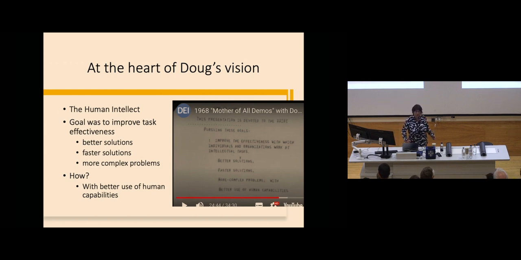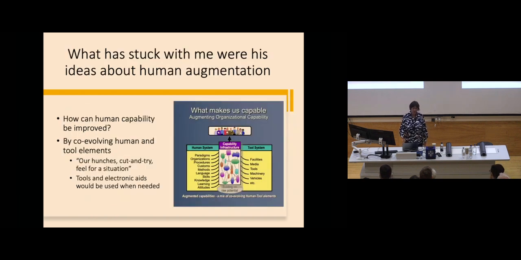But what he was wanting to very much do was to think about how we could improve individual and organizational work, in particular the effectiveness of how tasks were performed, so that better solutions could be obtained and faster solutions for more complex problems. And he talked about how we might do this, which was to think about how we could have a better use of human capabilities. And this idea about human capabilities is what stuck me, and in particular, human augmentation. And he talked about what is human capability and how we might improve it. And he talked about how we might co-evolve human and tool elements together.